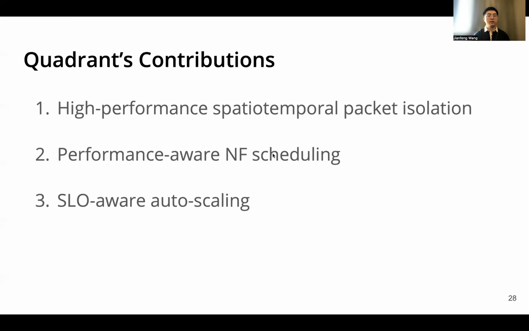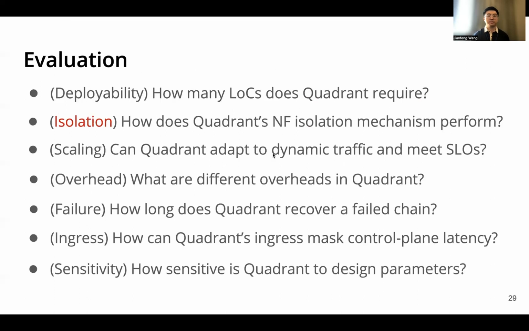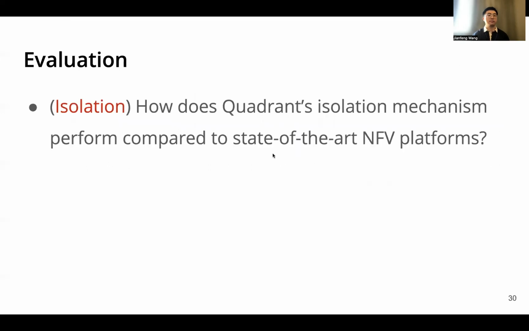We also propose performance-aware scheduling and SLO-aware auto-scaling mechanisms. Due to the limit of time, I won't cover those in this talk. Please read our paper for more details. For evaluation in the paper, we include isolation and scaling performance comparisons and a detailed overhead analysis of different components in Quadrant. In the ablation study, we justify the design of Quadrant's isolation, ingress, and scaling mechanisms. In this talk, I will focus on the isolation performance.